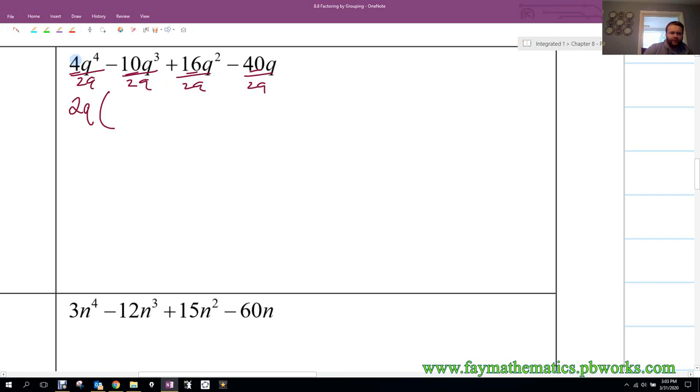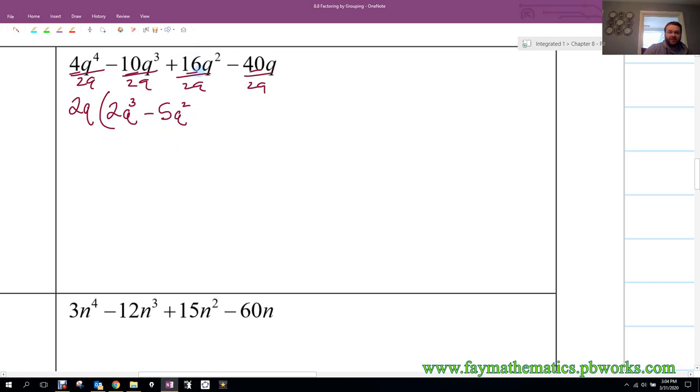Okay, so 4 divided by 2 is 2. Q to the 4th divided by q is q to the 3rd. 10 divided by 2 is 5, and it's going to be negative 5. Q to the 3rd divided by q is q squared.